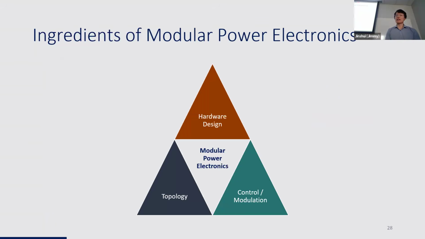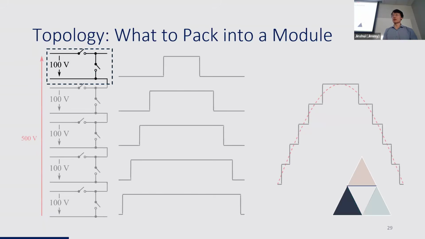And to my eyes, there are three fundamental ingredients of modular power electronics: topology, hardware design, and control. Topology generally means the structure of a circuit. In this presentation, it refers specifically to the structure of a single module. For example, here, our topology consists of only two switches, and in the next section, we will see more variations.